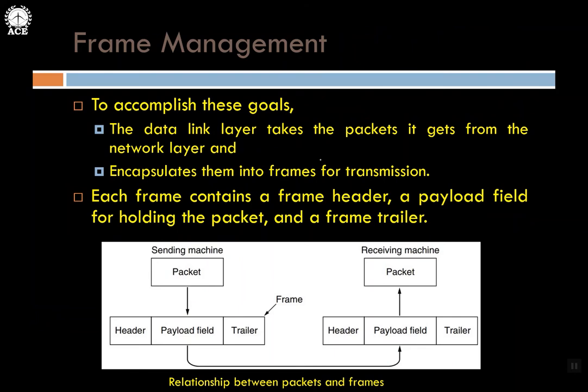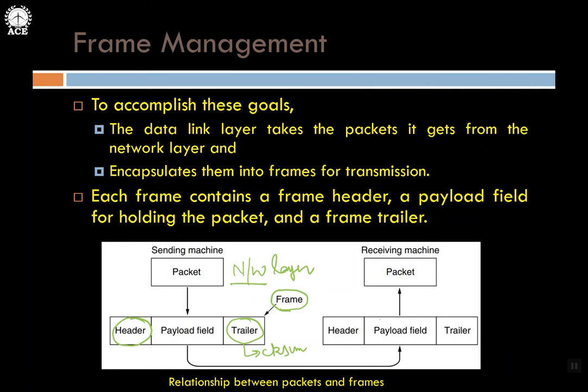To accomplish this goal, the data link layer takes the packets that it gets from the network layer and encapsulates them. I am showing it diagrammatically in this presentation. From the network layer at the sending machine, I receive a packet. I encapsulate that packet in the payload field of a frame. The frame will have a header, and the trailer is also called the checksum. In the payload field, I will put the packet. So this becomes a frame which is transmitted onto the physical channel, and the receiving machine will receive it as it is.